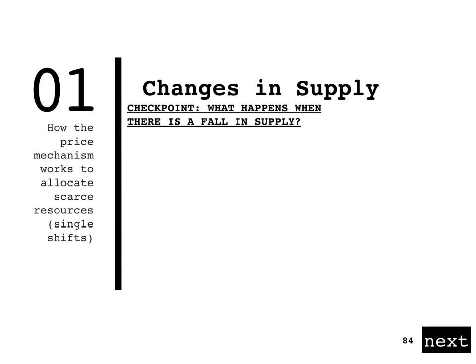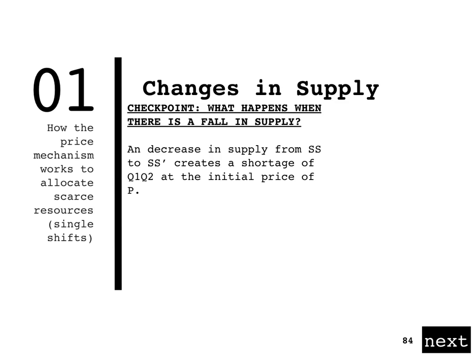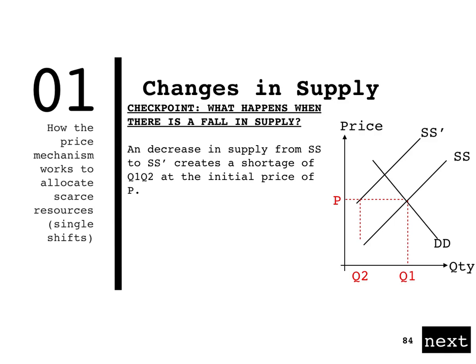So my explanation here will be a bit short. The explanation, you should know it by now. The decrease in supply from SS to SS prime will create a shortage. So you see that SS prime has shifted leftwards and the shortage is Q1, Q2. You should be able to figure out which quantity represents quantity demanded and which one represents quantity supplied.